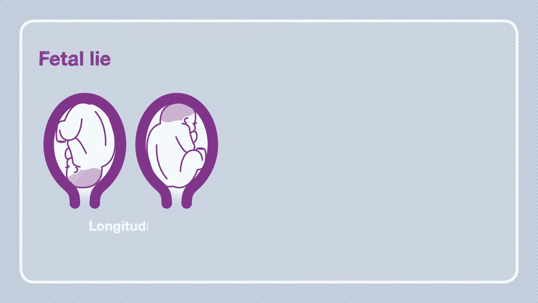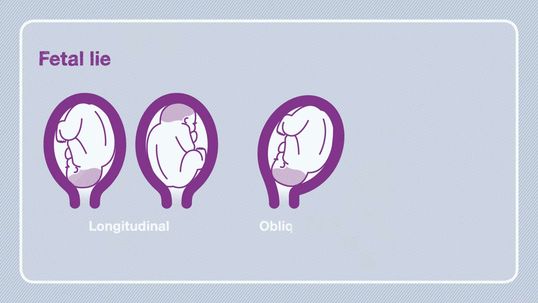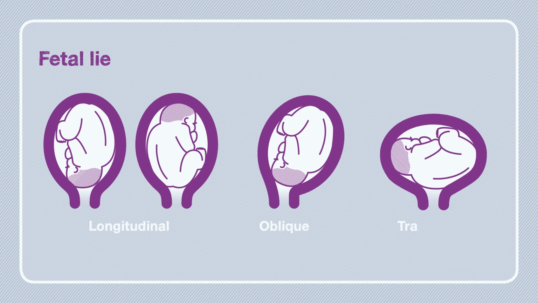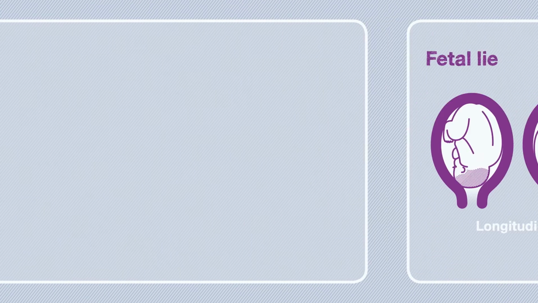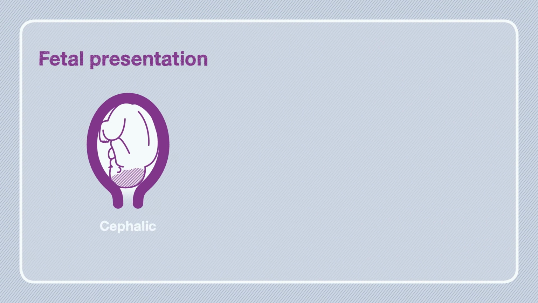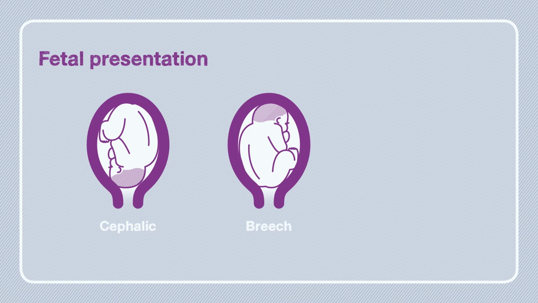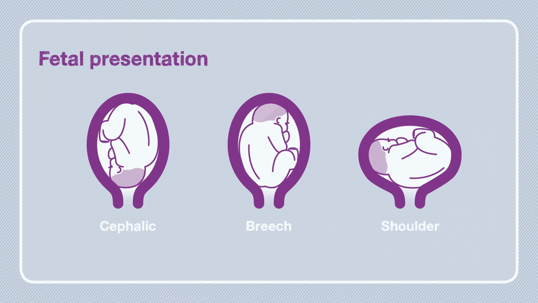Abdominal palpation will determine the lie, presentation, position, and engagement of the fetus in relation to the maternal pelvis. The lie may be longitudinal, oblique, or transverse. In the latter weeks of pregnancy, the lie should be longitudinal. The presentation of the fetus can be cephalic presentation, breech presentation, shoulder presentation.